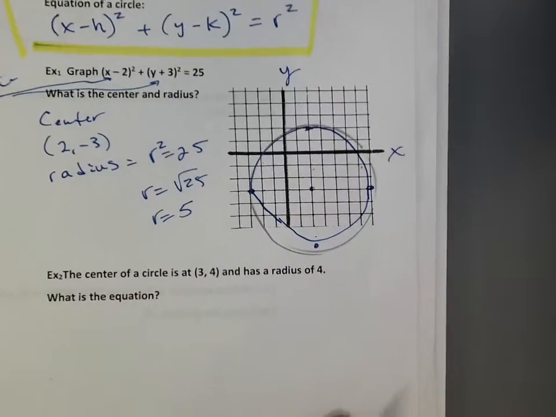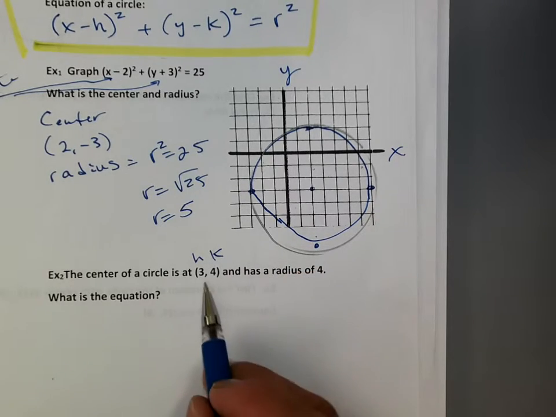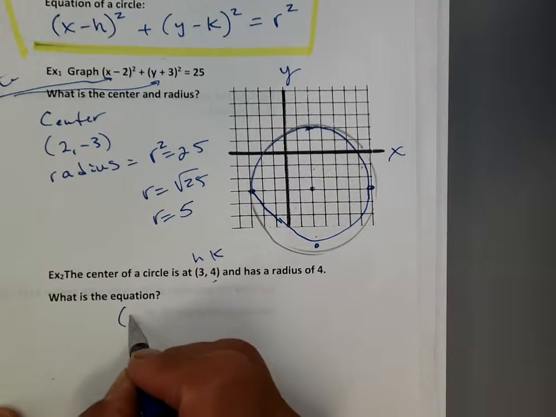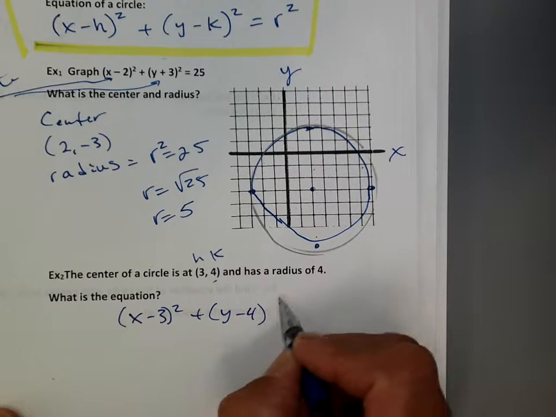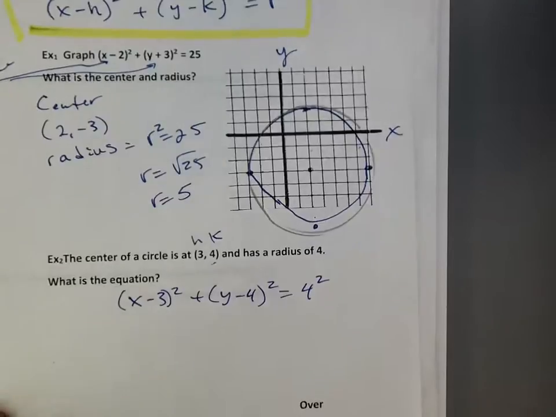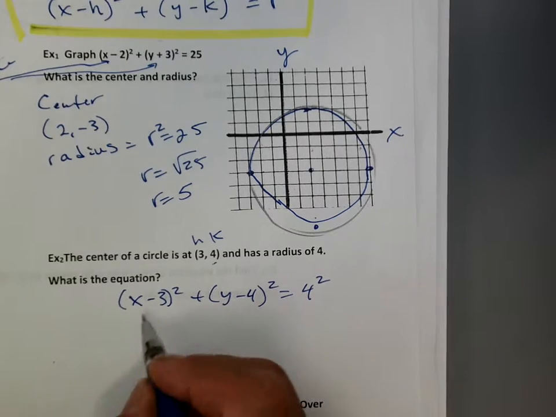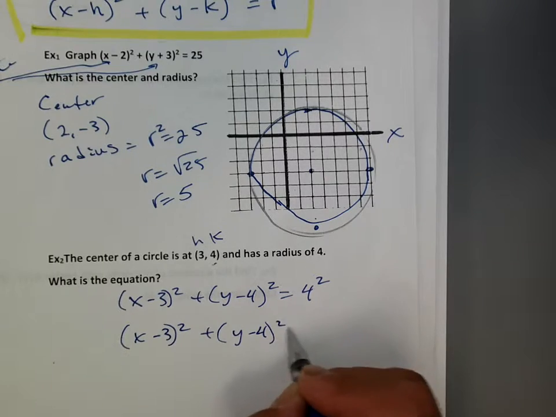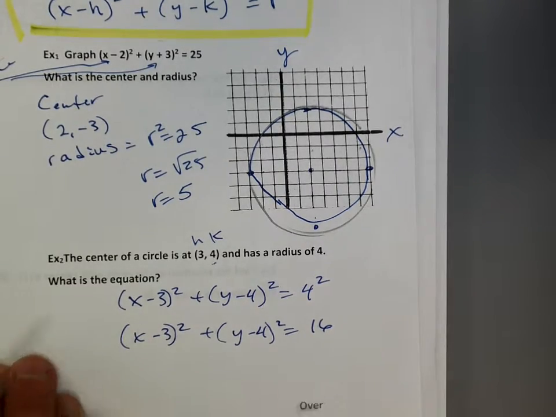Example 2. So we're going to go backwards. The center of the circle, so this is h, and that's k, is at 3, 4. It has a radius of 4. What's the equation? Well, this is pretty easy. We're just going to go (x minus 3) squared plus (y minus 4) squared equals 4 squared, right? And I'll change that to 16. So my equation is (x minus 3) squared plus (y minus 4) squared equals 16. Okay, this is pretty easy. You guys agree?